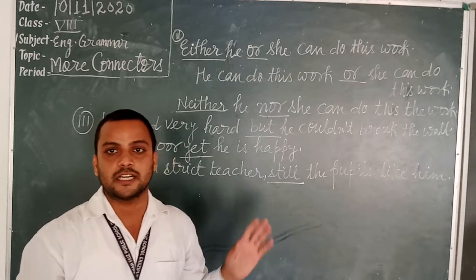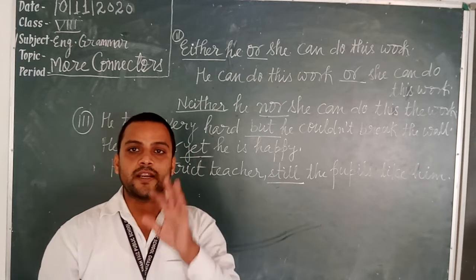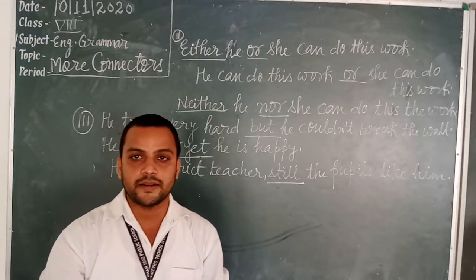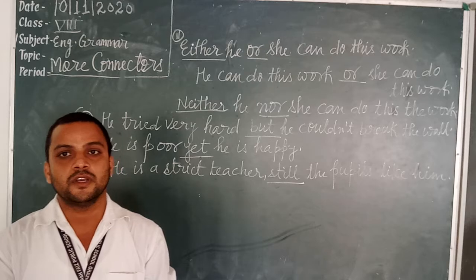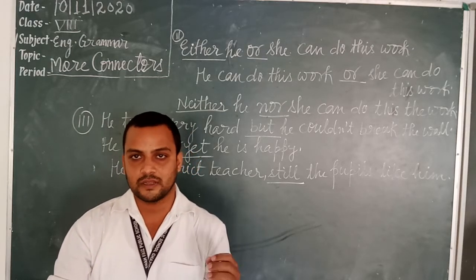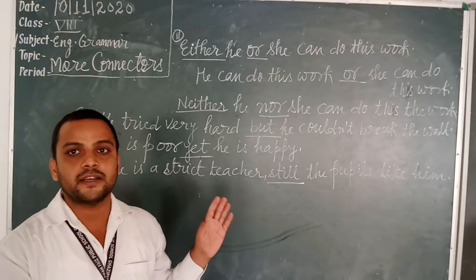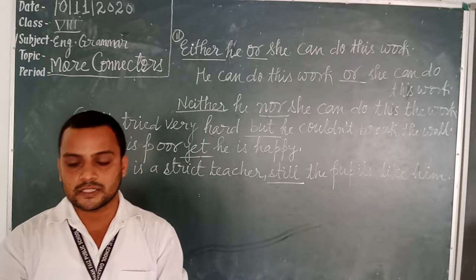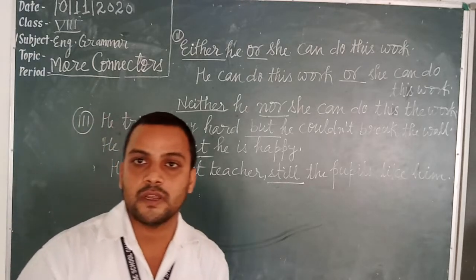Okay, these are adversative conjunctions. Coordinating conjunctions can be classified into 4 classes: cumulative, alternative, adversative, illative. In cumulative: and, as well as, not only but also, both and, etc. In alternative: either or, neither nor, or. In adversative: but, still, yet, however.